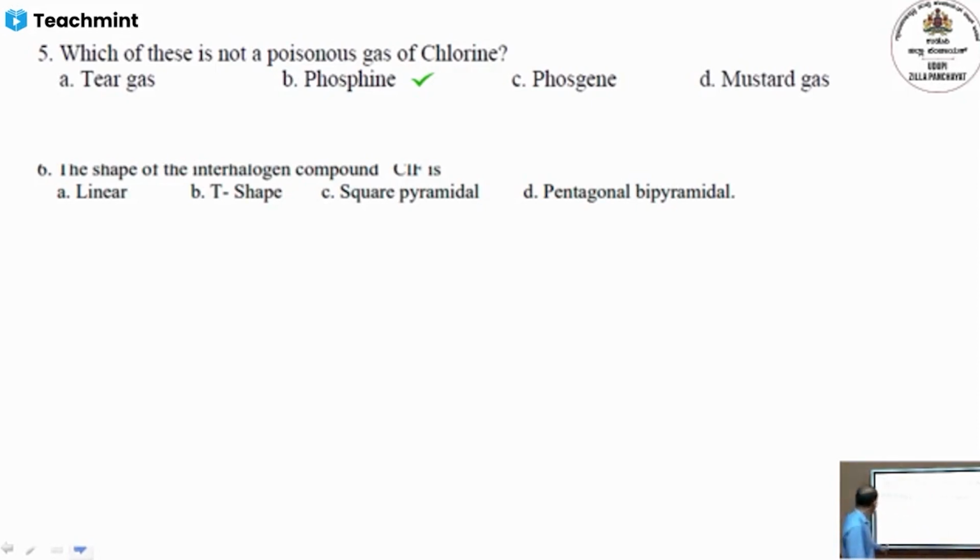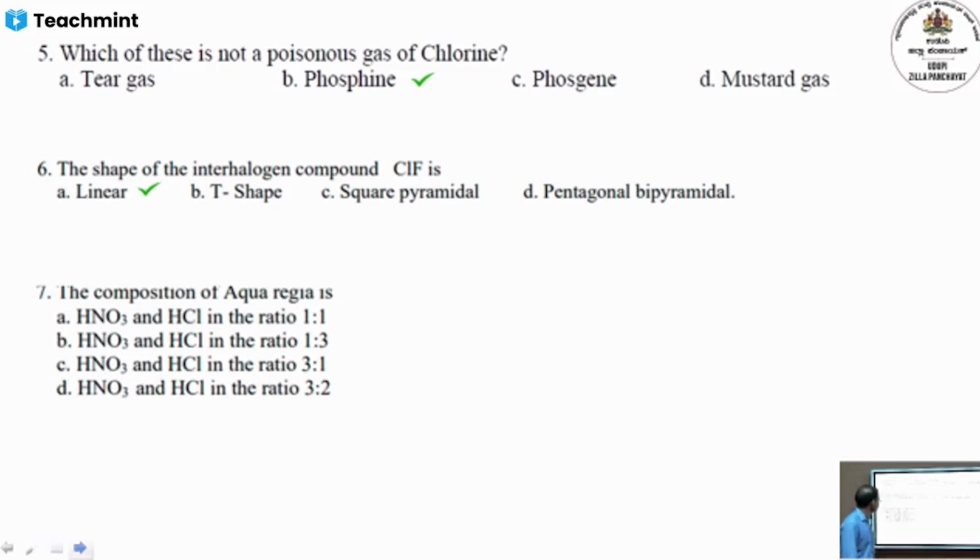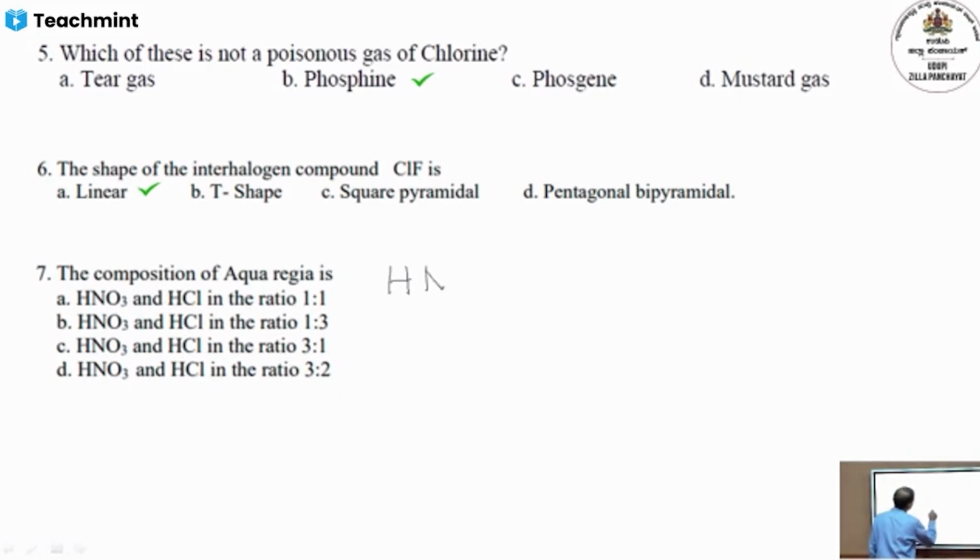And the next one is the shape of the interhalogen compound ClF, whether it is linear, T-shaped, square pyramidal, or pentagonal bipyramidal. So if you are looking for the answer to this, ClF is a linear molecule. And the next question is the composition of aqua regia. This aqua regia is always a confusing one, because we know that it is made up of nitric acid and hydrochloric acid. But the question is, depending upon whether you write HCl or HNO3 first, this ratio changes.